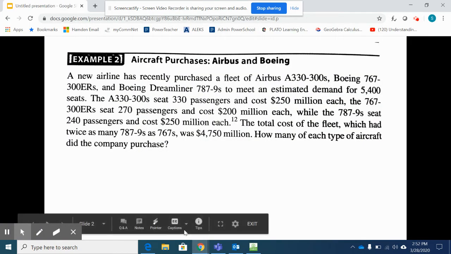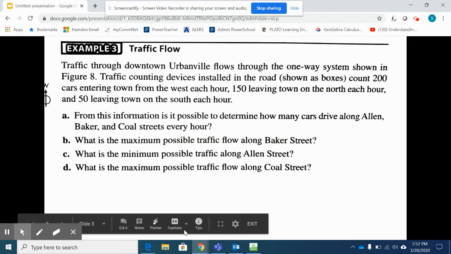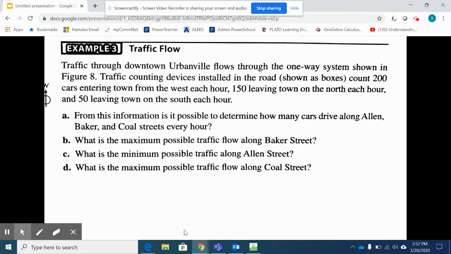Okay. The last problem that we're going to deal with is a traffic flow problem. This is a little challenging, but it's pretty cool. It's what a lot of municipalities use to figure out road studies. Civil engineers use this and things like that. You ever see the strips on the road and they're counting the number of cars? They're actually doing a problem very similar to this.